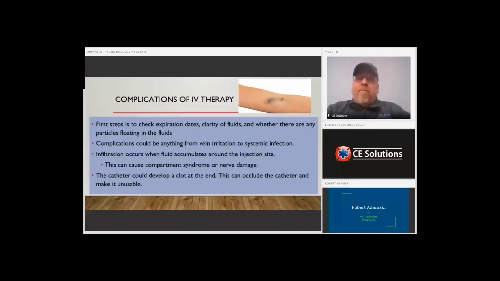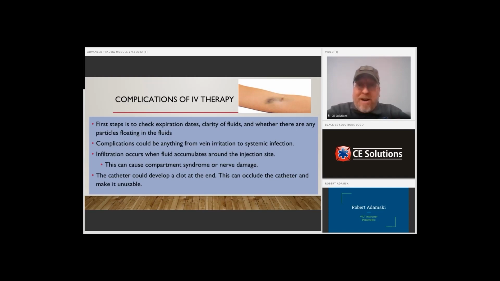Now, remember, IV therapy is a useful, practical, very effective treatment modality. It helps both trauma and medical patients. However, realize that it is not a benign procedure. Bad stuff can happen. You can hurt your patient by starting an IV on them. So there are potential complications that we need to be aware of.